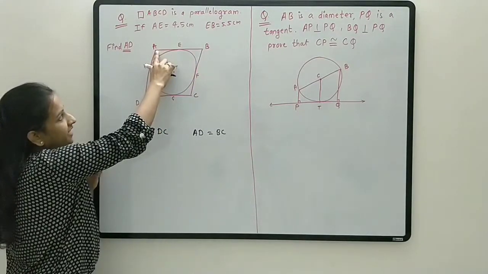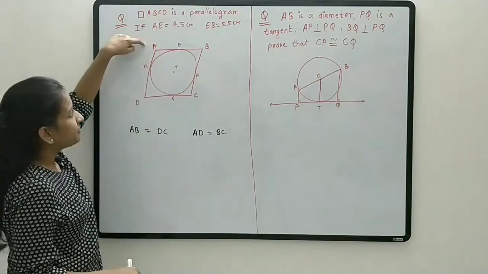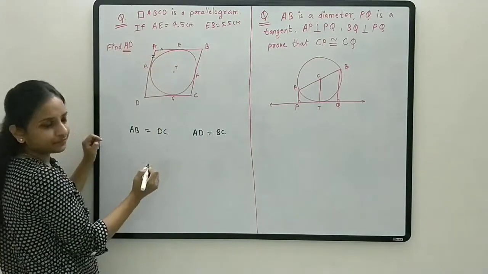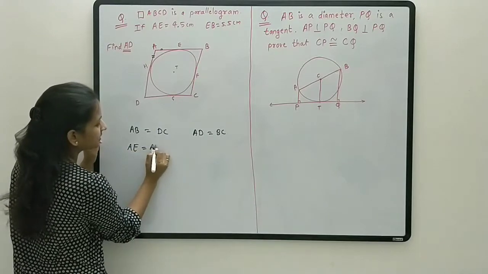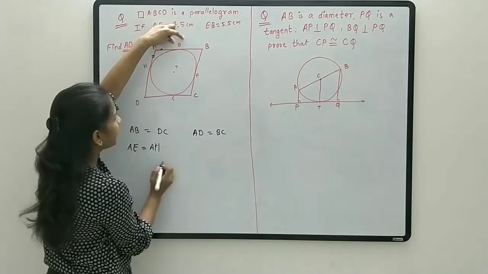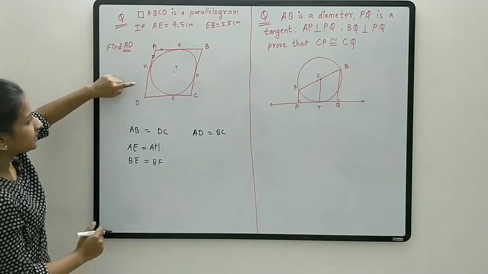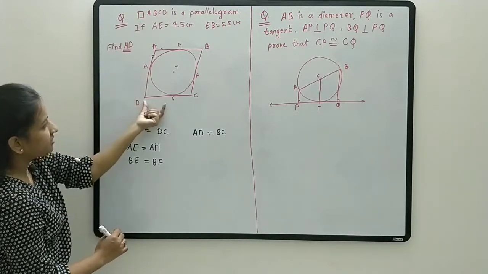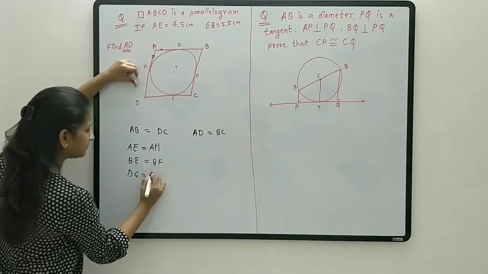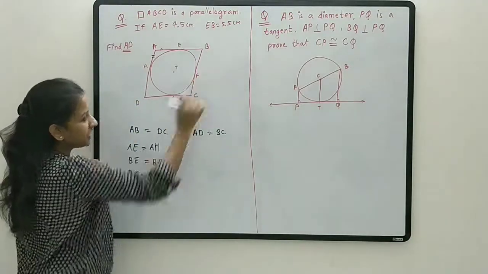Now from this point A, these are tangent segments AE and AH. As tangent segments from an external point are congruent, AE is equal to AH, fine. Now here again these are tangent segments, so we can write BE is equal to BF. From this external point, DG is equal to DH. From this external point we can write CG is equal to CF.